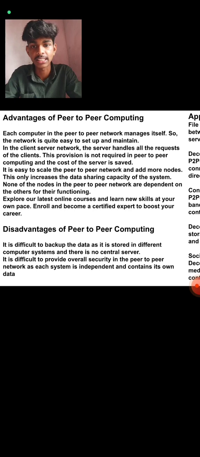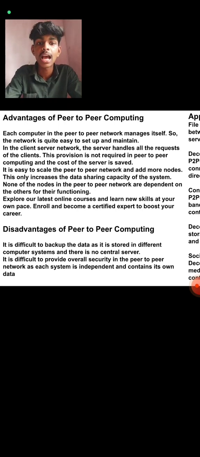Now the disadvantages. It is difficult to back up the data as it is stored in different computer systems and there is no central server. It is difficult to provide overall security in the peer-to-peer network as each system is independent and contains its own data.